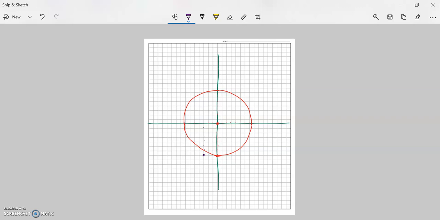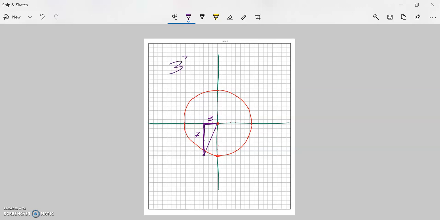Now, it looks like it's on the outside of the circle. That very well might be true. We have to do some math to prove it. We're going to use Pythagorean theorem. We know that this distance is 3. We know this distance is 7. So by using Pythagorean theorem, we can determine our hypotenuse.